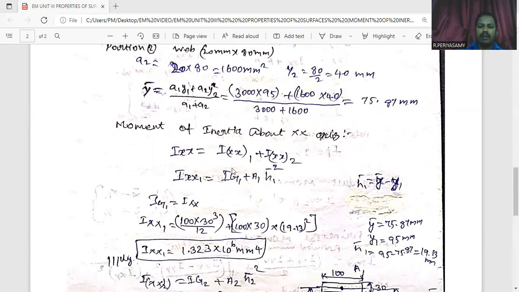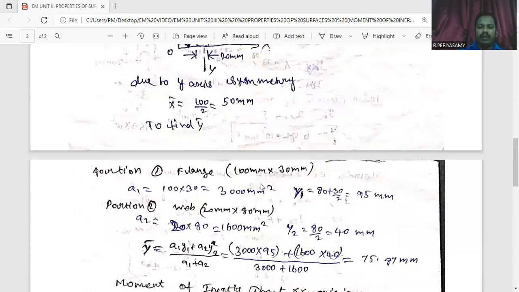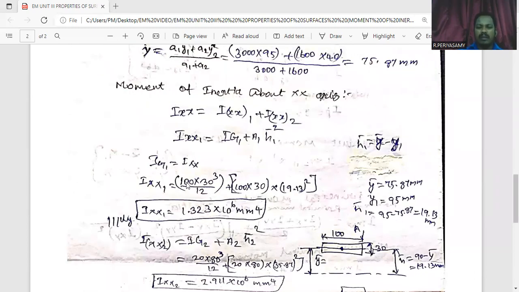Here the first component's breadth value is 100 and height is 30. So 100 into 30 power cube, where breadth is 100 and height is 30. So BH cube divided by 12 means breadth 100, height 30, 30 power cube, divided by 12, plus area of the component, length into breadth, 100 into 30, into h1 bar.